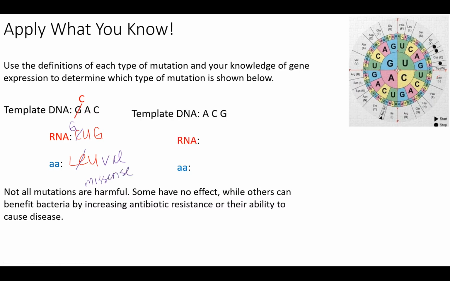So let's do another one. Again, I recommend you pause it and work through it on your own. So if the template DNA is ACG, then the RNA would be UGC. Sorry, I know that looks like an A. That's a U. If we go to our codon wheel, UGC is cysteine. All right. Now let's go ahead and check out what our mutation is going to be.